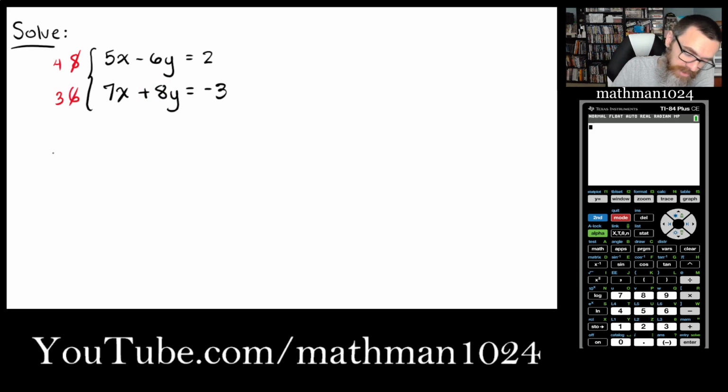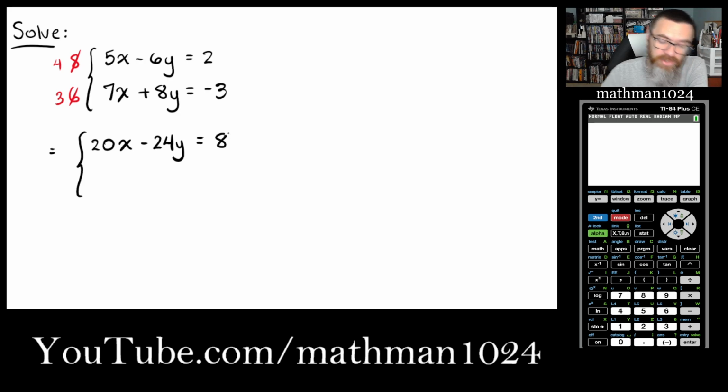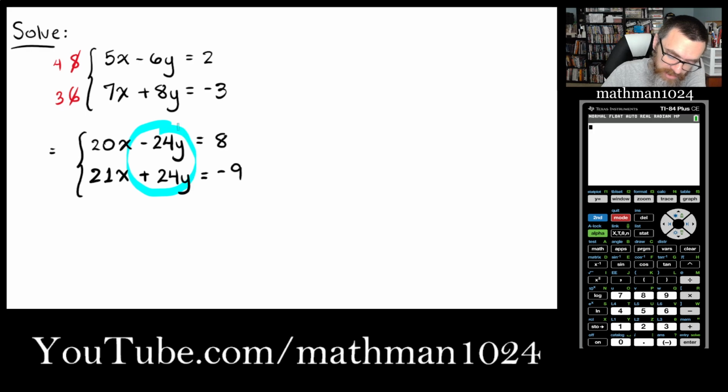All right, so let's roll with this. 4 times 5x is 20x, and 4 times negative 6y is negative 24y. Don't forget the other side of the equation too: 4 times 2 is 8. Now let's distribute the 3. 3 times 7x is 21x, 3 times 8y is 24y, and 3 times negative 3 is negative 9. We see that these are opposites, and so they're going to go away when we combine them.